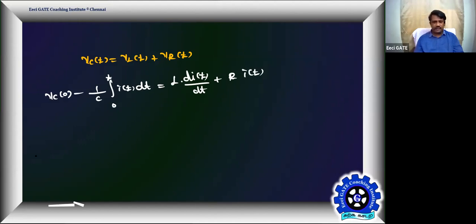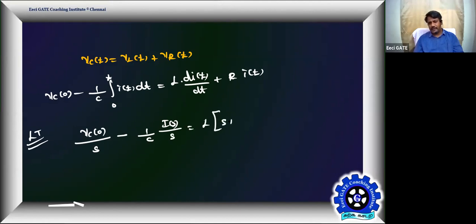Apply Laplace. Applying Laplace, what do you get then? VC of 0 by S minus 1 by C into I of S by S equal to L into S into I of S minus I of 0, but no initial current, plus R into I of S. Then VC of 0 by S.